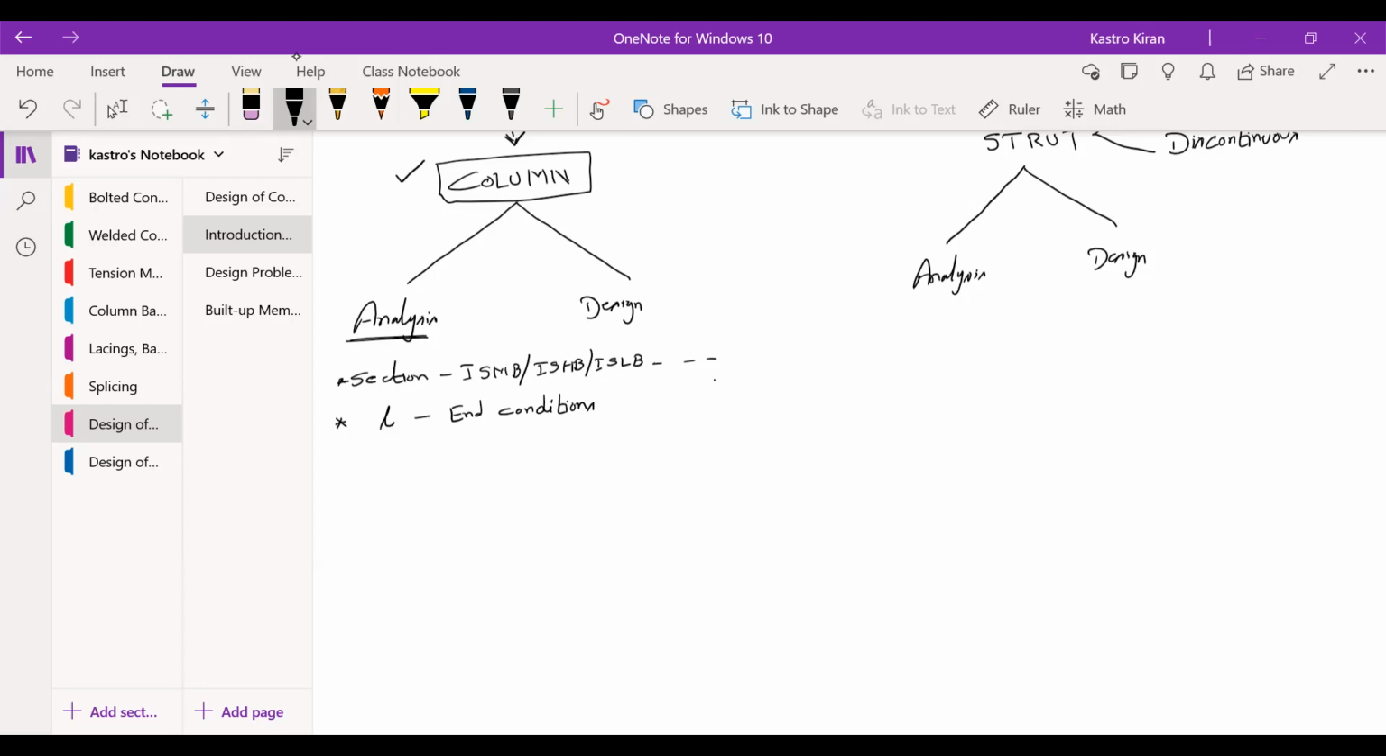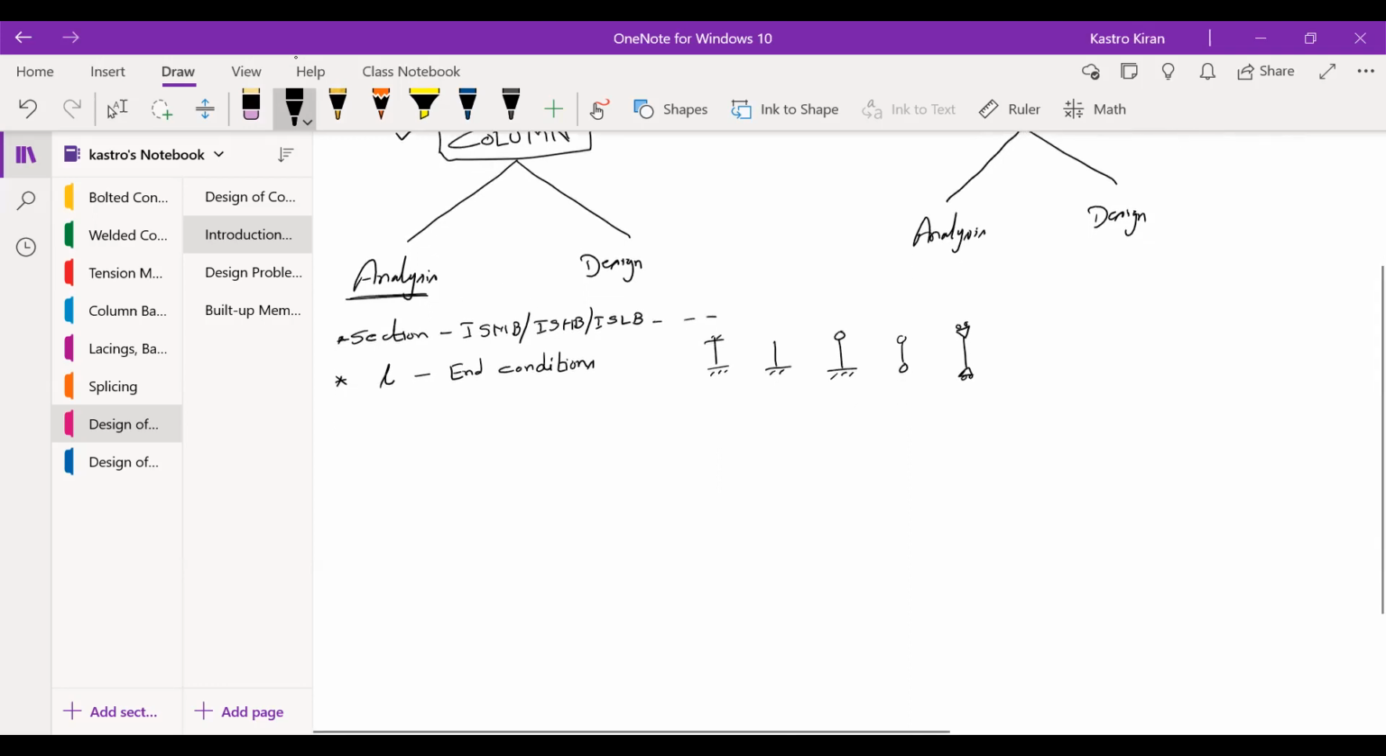That means whether both ends of the column are fixed, or one end is fixed and the other end is free, or one end is fixed and the other end is hinged, or both ends are hinged, or one end is roller support and the other end is also roller support. Likewise, you have different sections and different end conditions. So these two parameters will be given in the question: the section and the length.